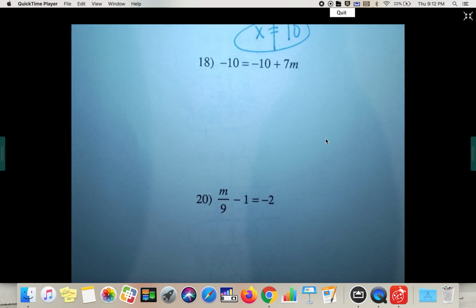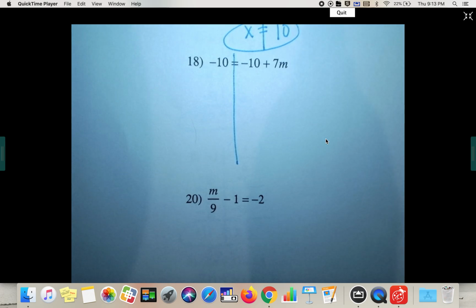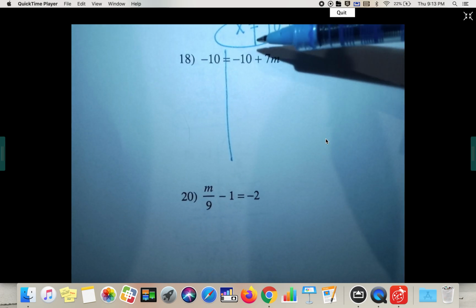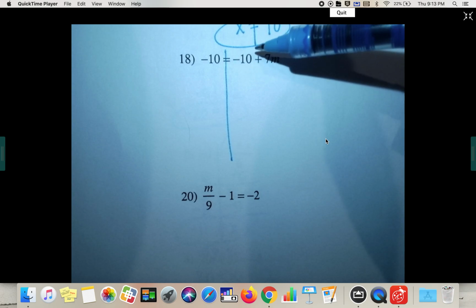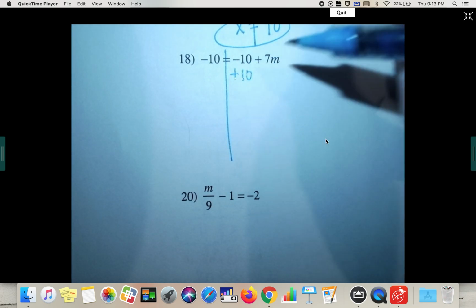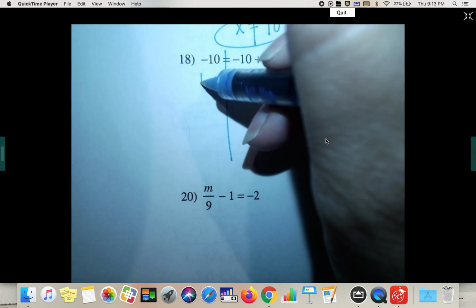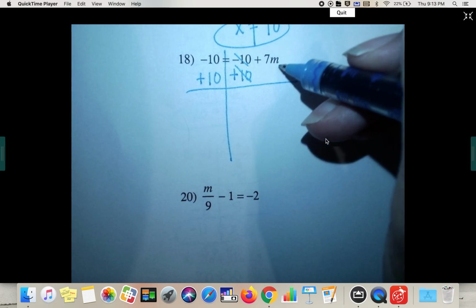Number 18, leave the 7m together until the last step. We want to cancel this negative 10. So to cancel a negative 10, you are going to do the opposite, which is add 10, or positive is the opposite of negative. Okay, they cancel. Bring down your 7m.